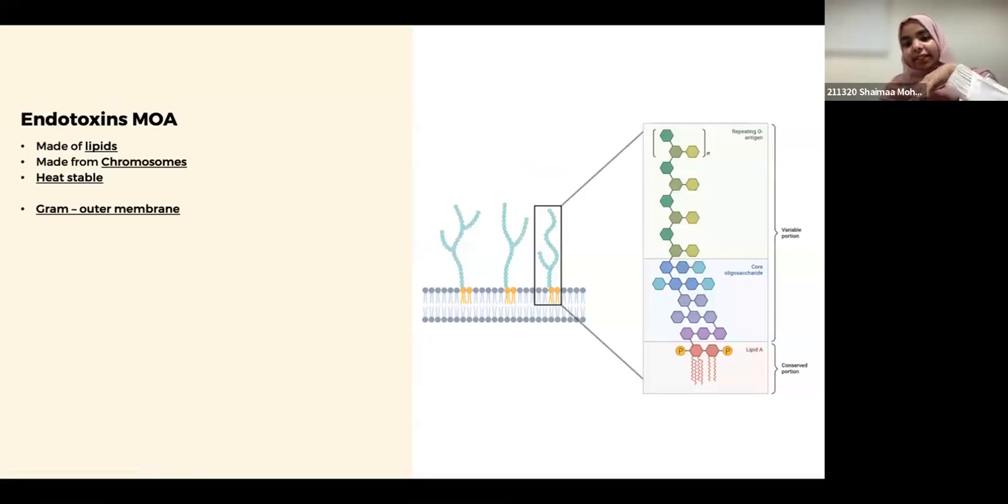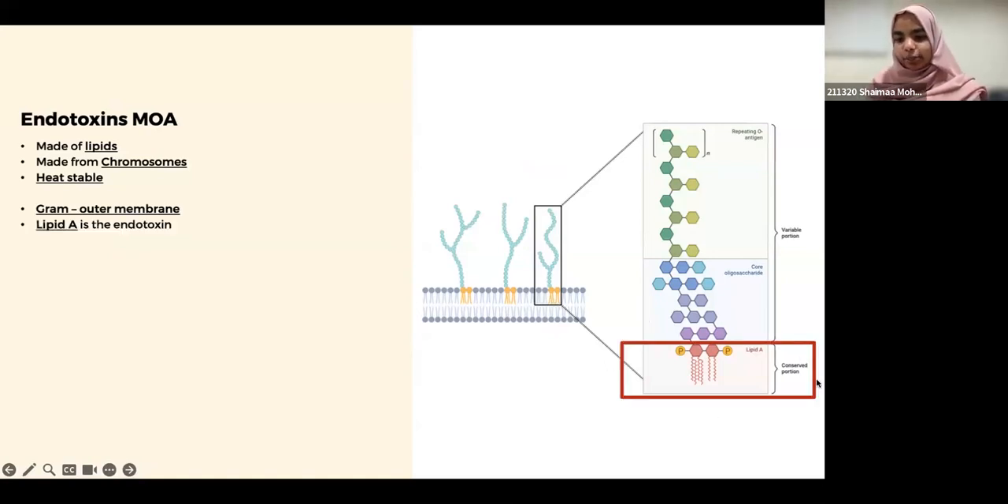Specifically, it's the lipid A portion of the lipopolysaccharide in a gram-negative bacteria. That means endotoxins are only formed by gram-negative bacteria. Exotoxins can come from anything, but endotoxins are lipid A, and lipid A is only found in the outer membrane of gram-negative bacteria.